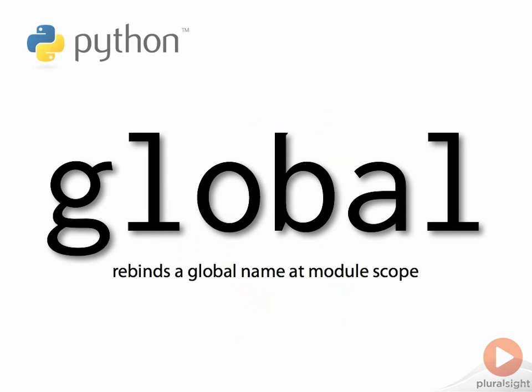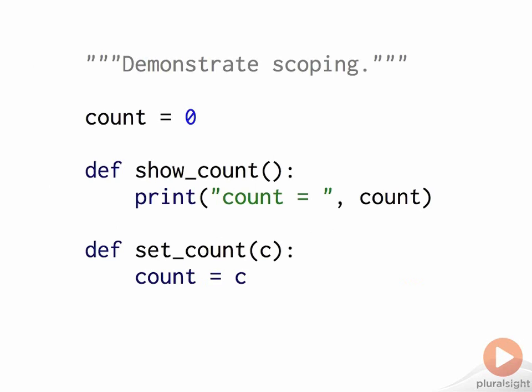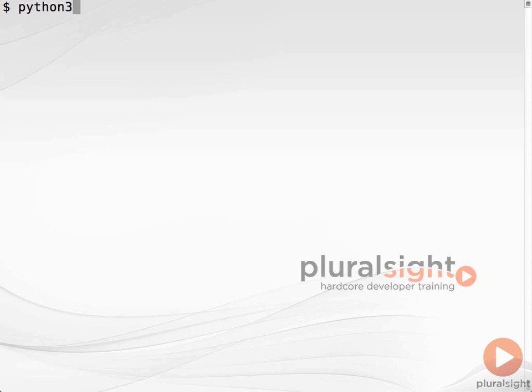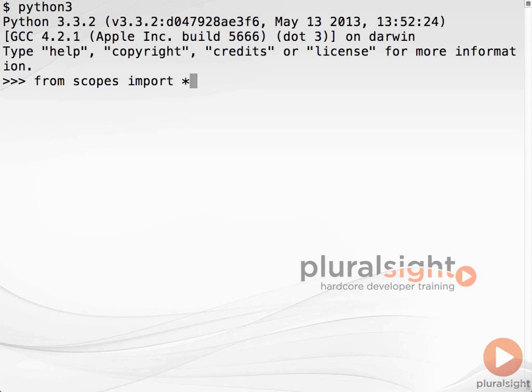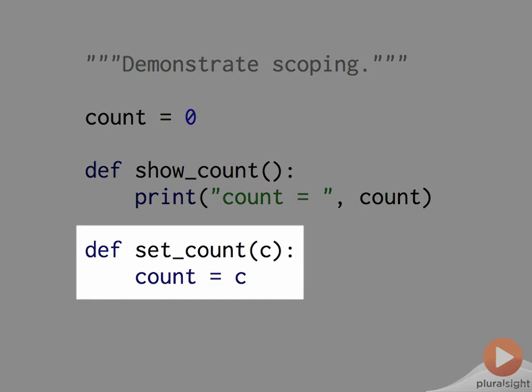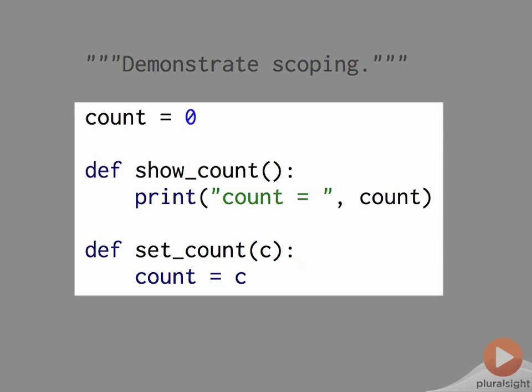Very occasionally, we need to rebind a global name, at module scope, from within a function. Consider the following simple module. If we save this module in scopes.py, we can import it into the REPL for experimentation. When show_count is called, Python looks up the count name in the local namespace, L, doesn't find it, so looks in the next most outer namespace, in this case the global module namespace, G, where it finds the name count and prints the referred to object.